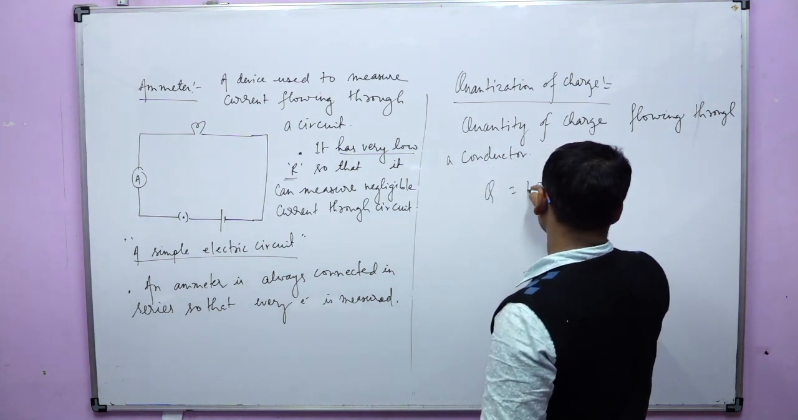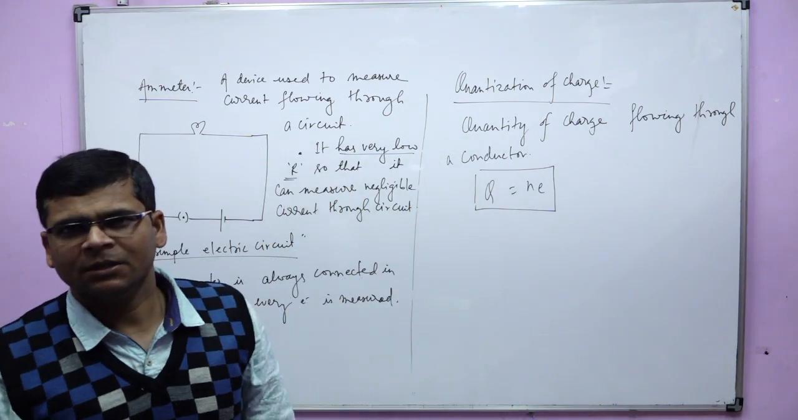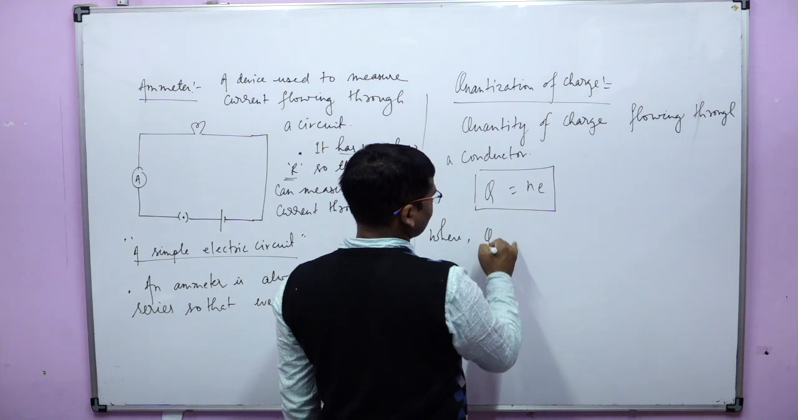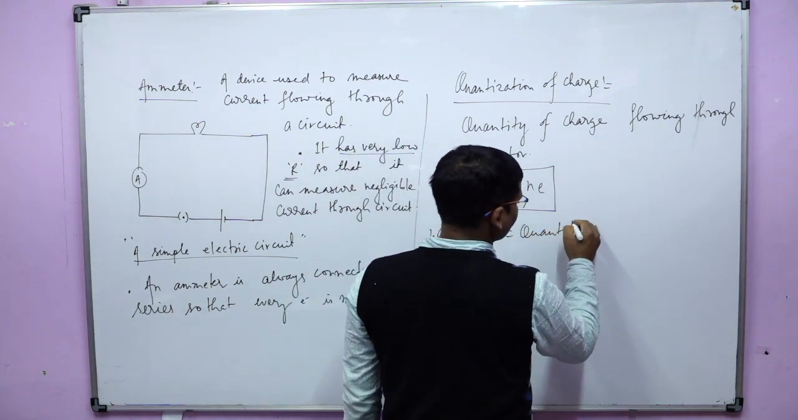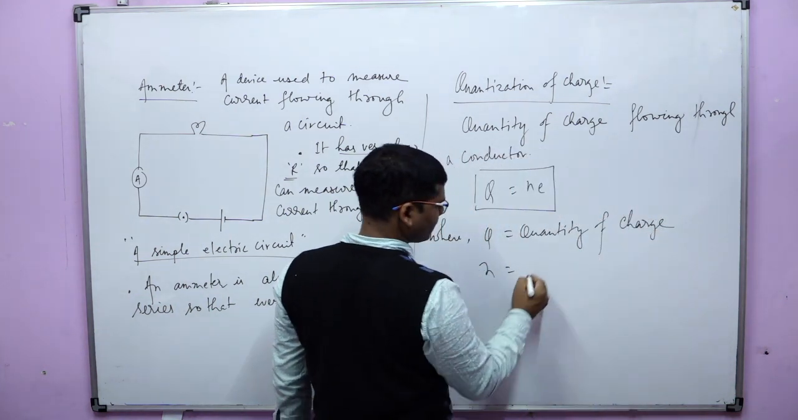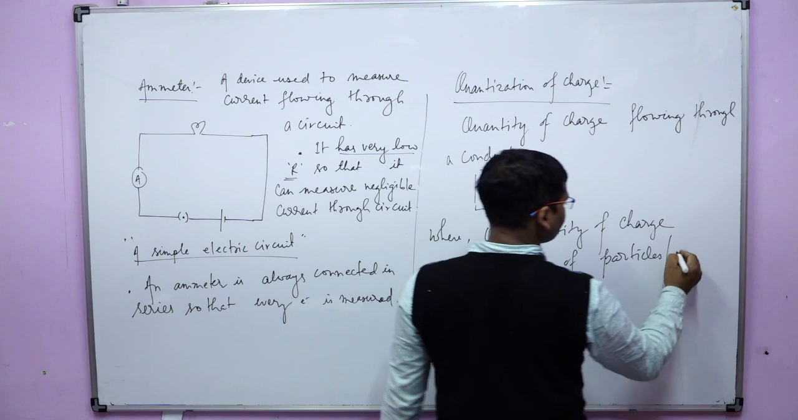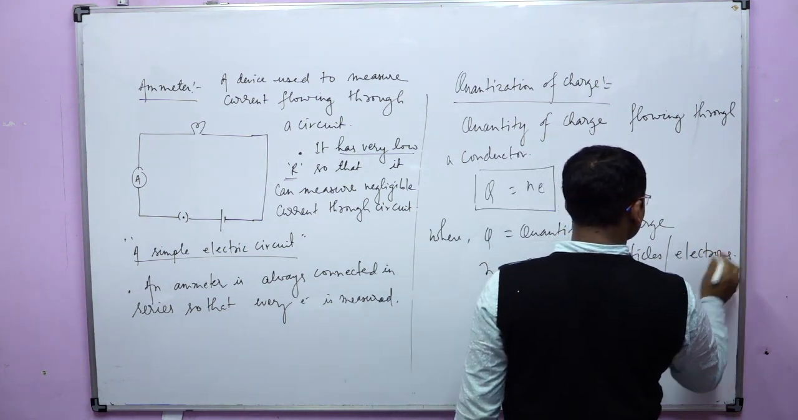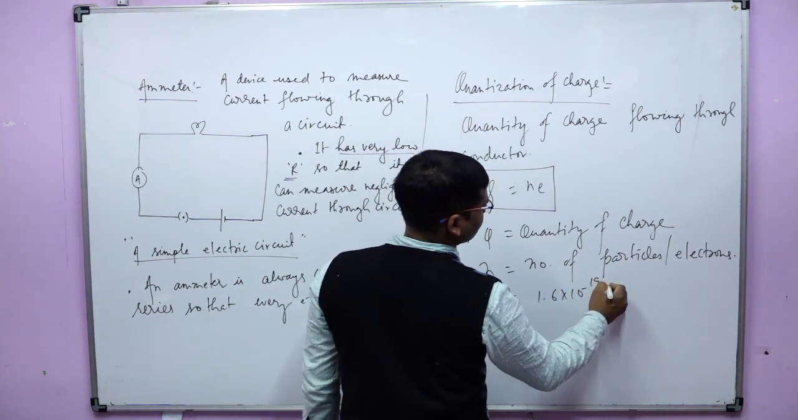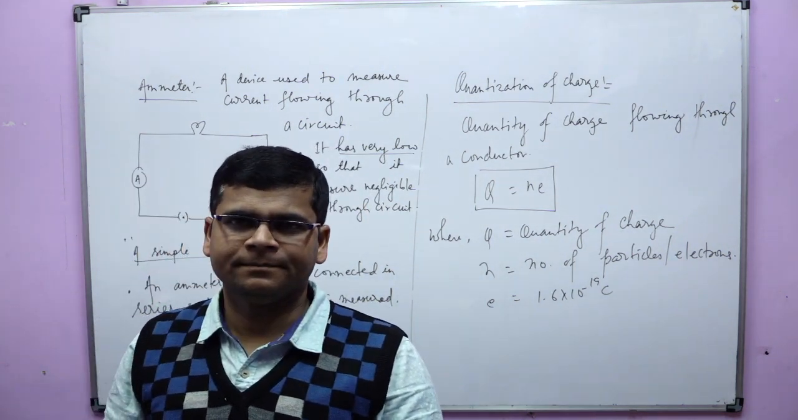So Q is equal to NE. This is the formula that we can use to find the quantity of charge flowing through a conductor, where Q means quantity of charge, N means number of particles, basically electrons, then E, that is 1.6 into 10 to the power minus 19 coulomb, that is the charge of one electron.